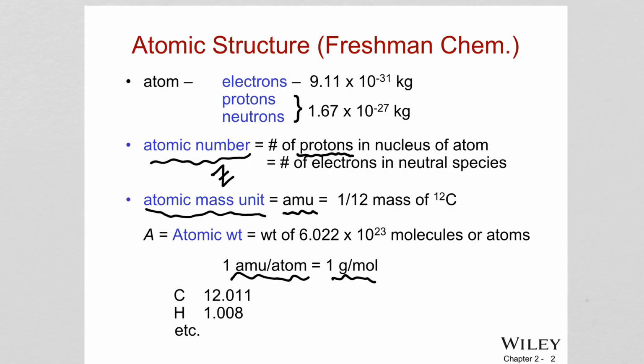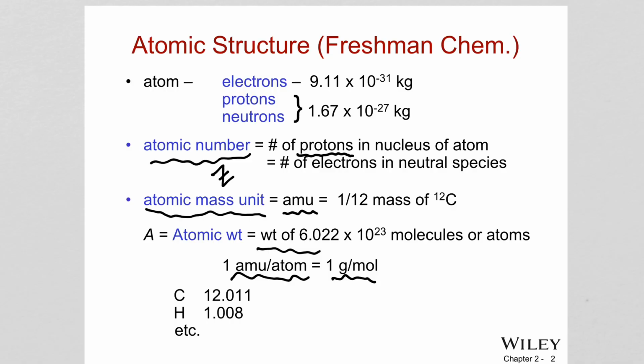So as we said, atomic weight can also be expressed as the weight of 6.022 times 10 to the power of 23 molecules or atoms. So this is Avogadro's number. So there is a relationship in between them. Basically, one atomic mass unit per atom represents 1 gram per mole. Of course, we usually prefer to use gram per mole. So it is like representing the weight of Avogadro's number of molecules and atoms.